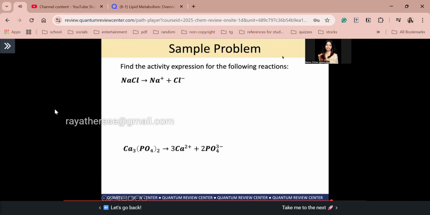Find the activity expression for the following reactions. We have sodium chloride here. When it dissociates, it forms a sodium cation and a chloride anion. So our number of species is 2, because we have 1 sodium cation and 1 chloride anion. Our cationic species is only 1, which is the sodium cation. Our anionic species is only 1 also, which is the chloride anion. So let's find the activity expression.